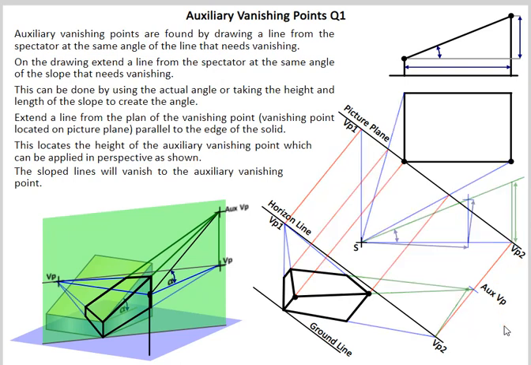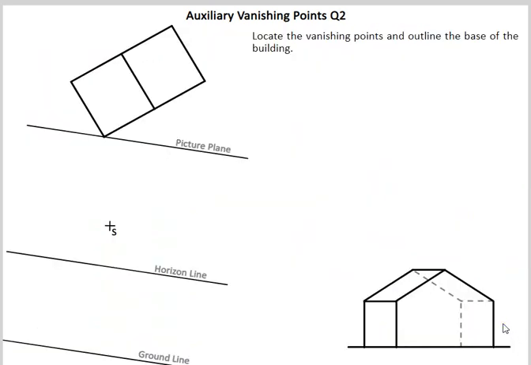Now this here is another sample question. So basically we've the outline of a house, so we've a slope here and a slope at the back here. So in this case here we'll be looking at using two auxiliary vanishing points, and the reason for two auxiliary vanishing points is we've a slope going up the way and we've a slope going down the way.